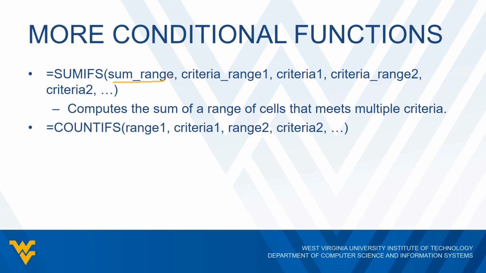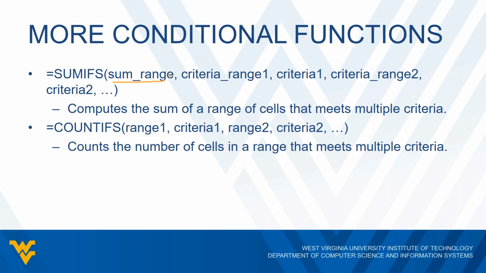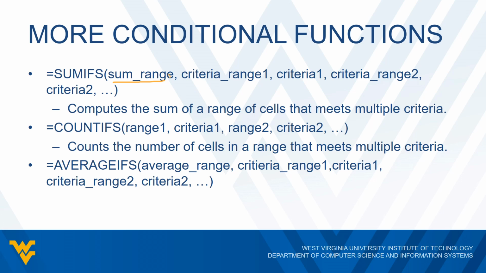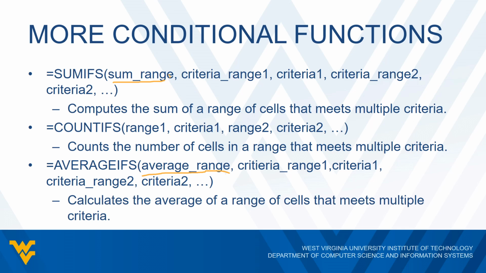We then have COUNTIFS, where we would have the range and then one criteria, and then a second range and then another criteria and so forth. So this is just simply going to count the number of cells in a particular range that meets the multiple criteria. And then with AVERAGEIFS, it's formatted very similar to the SUMIFS. It's just our average range is now the first argument over here instead of the last, and then the rest of it's just going to be all of our criteria. So we're going to compute the average of a range of cells that meets the multiple criteria.